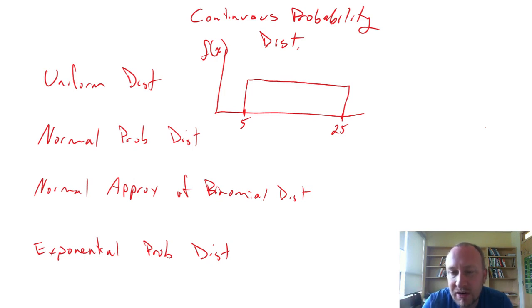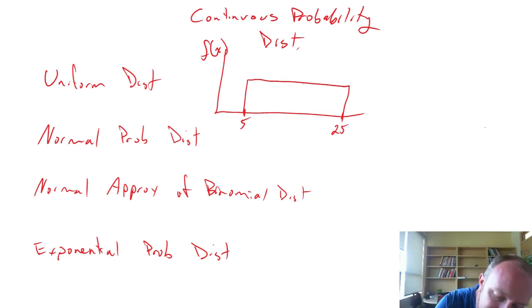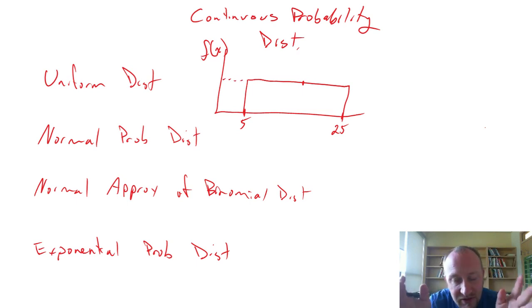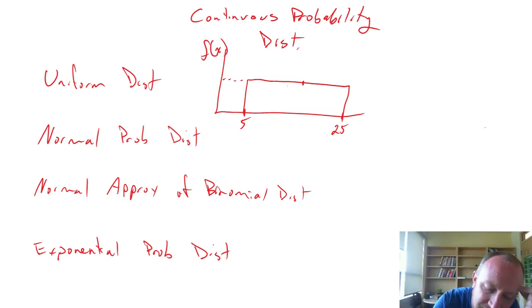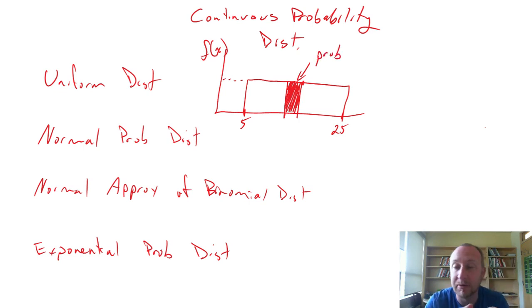When we're calculating probabilities now, instead of just looking at the height of that curve, that's no longer going to give us a probability. What we're going to be considering now is the area under the curve. And so that will be the probability that we're interested in. So that's looking at the uniform distribution.